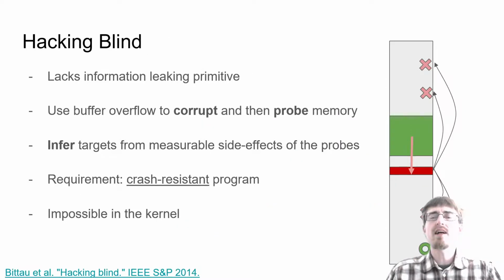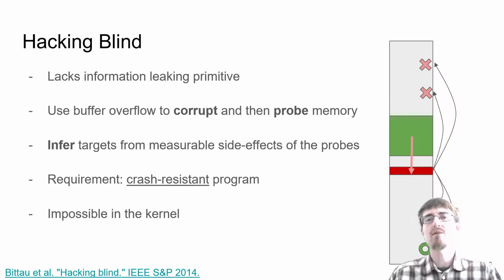Now, the BlindSide attack combines Spectre with hacking blind. I will give a very brief explanation of how hacking blind works so that you can get some idea. I won't explain all the details, but the idea is simply this. If we have a program where we cannot leak information, or not leak enough information, to be able to break ASLR, then we need to use another solution. Hacking blind is one of these solutions, and what it assumes is that we have a so-called crash resistant program.